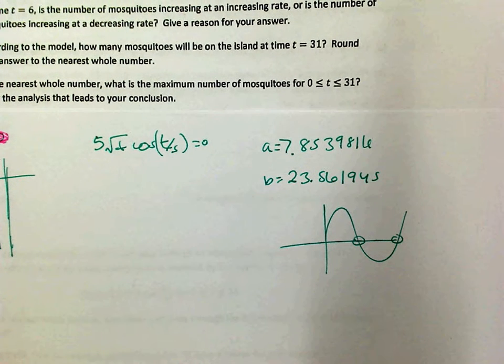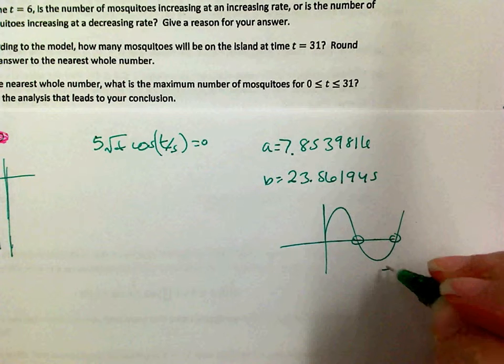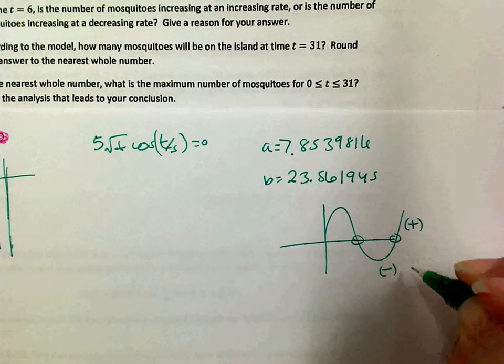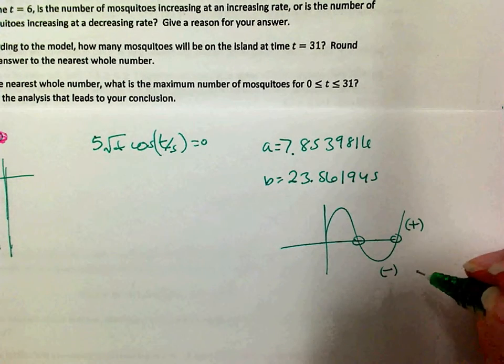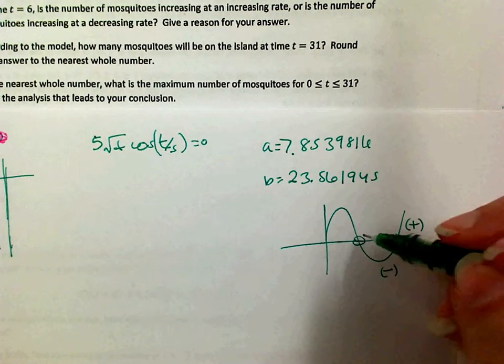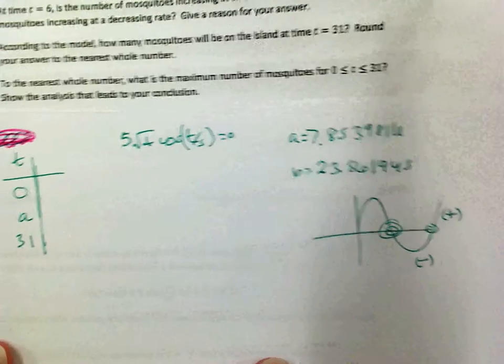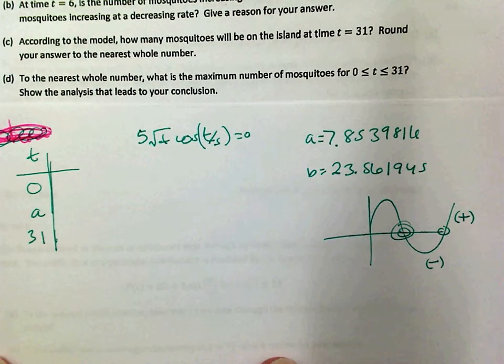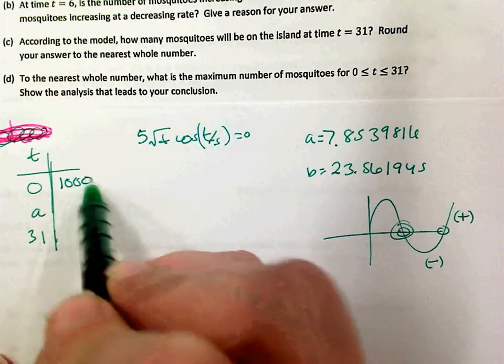Why can't I discard the B? R changed from negative to positive, meaning the antiderivative of R had a minimum. So I need to consider 0, A, and 31, right? Do I know how many mosquitoes I had at time 0? 1,000, right? And I figured out how many at 31, right?